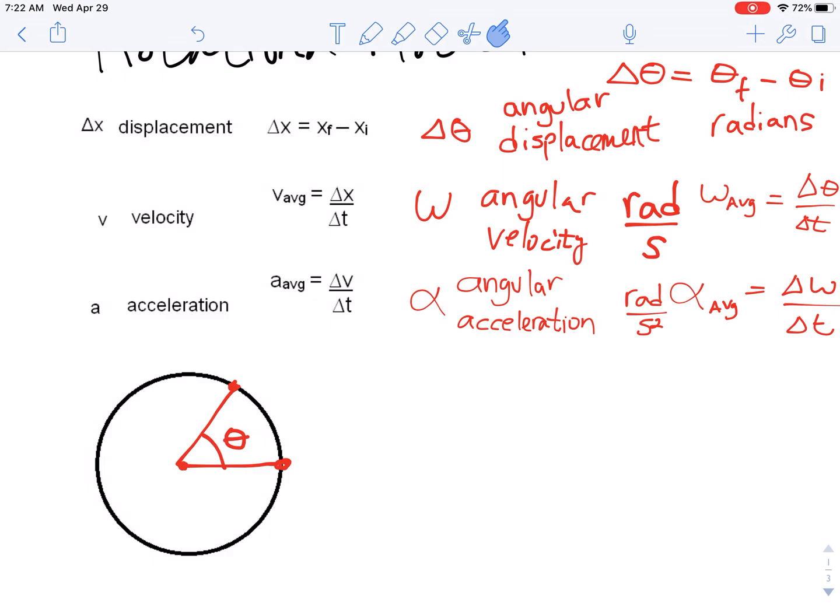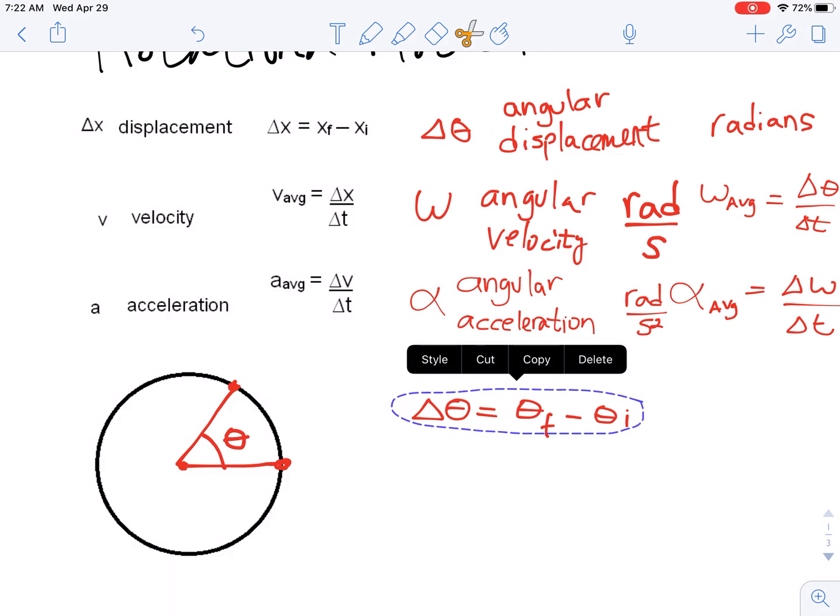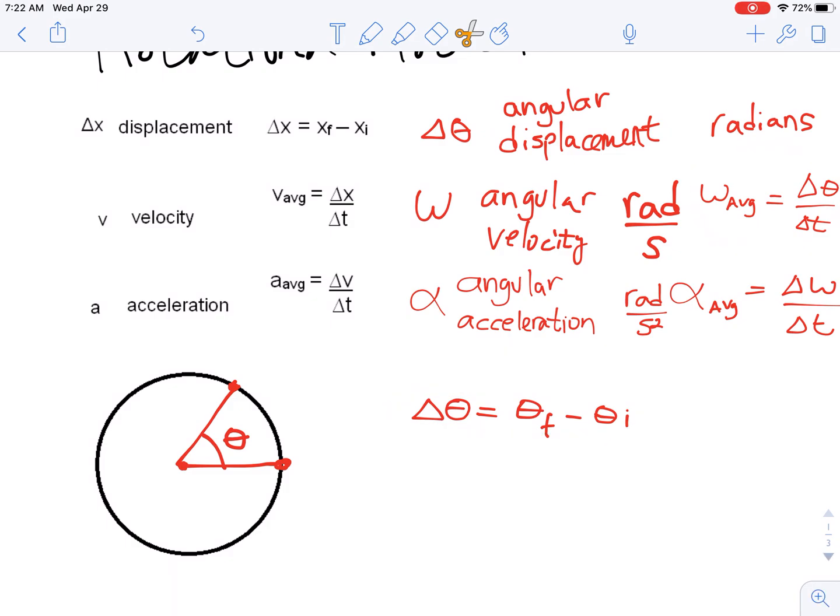So that's the basics of angular displacement, angular velocity, and angular acceleration. Sorry, it's not super neat here. It is tough to squeeze this all in here. I'm going to go ahead and pull our equations down here just to make sure they're nice and neat, one on top of the other. So we have all that, and that hopefully makes some sense to us.